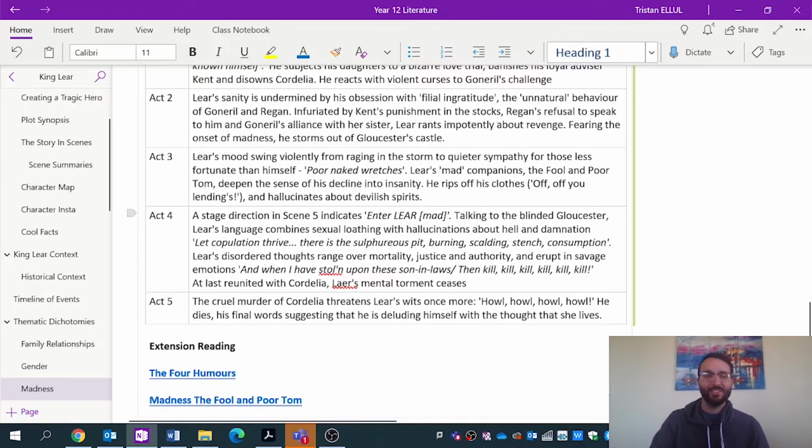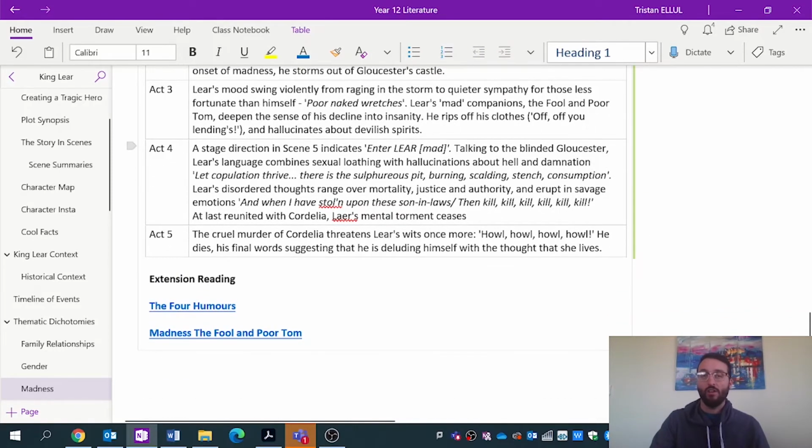So talking to the blinded Gloucester, Lear's language combines sexual loathing with hallucinations about hell and damnation. So maybe I think it is his own regret and fear of his life and what he's done with his life. He says, "Let copulation thrive. There is the sulphurous pit, burning, scalding, stench, consumption." And Lear's disordered thoughts here range over mortality, justice, and authority, and erupt in savage emotions. "And when I have stolen upon these sons-in-law, then kill."